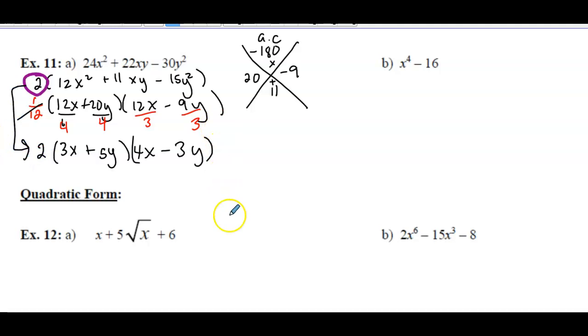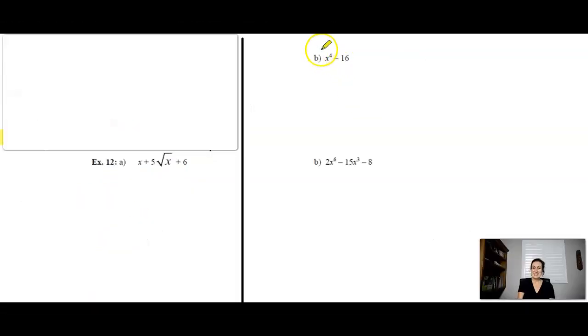And now that's my final answer. I can check it. 3x times 4x is 12x squared. Negative 9xy plus 20xy is 11xy. And 5y times negative 3y is negative 15y squared. This is a difference of squares.